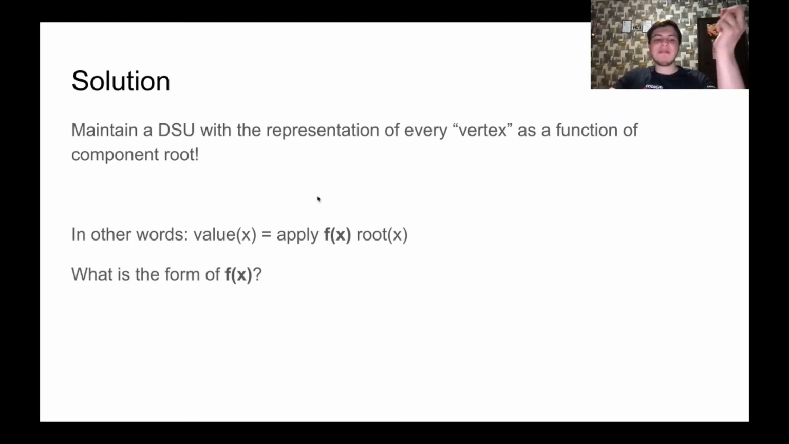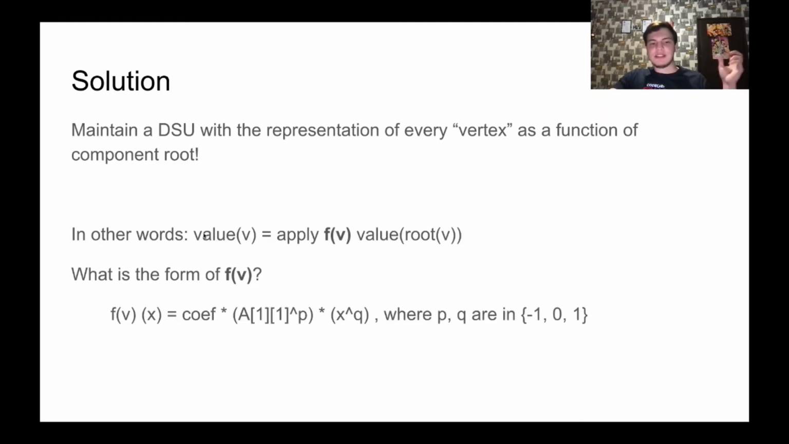And when we create a cycle, we have the problem that we want the value of, I'm just going to go to the slides, but you can already see from the slides, I mentioned here that we are going to create a disjoint set union, where we represent the value of every vertex as a function of its component root. In other words, the value of some vertex v is equal to a function f of v applied to the value of the root. We're going to try maintaining this value function for every vertex.